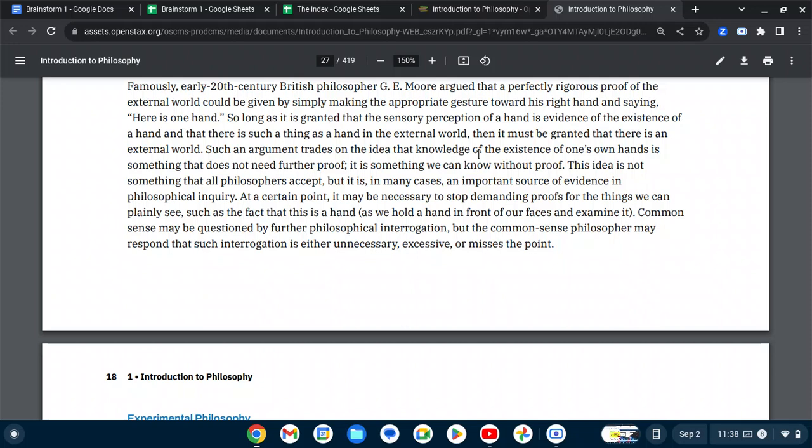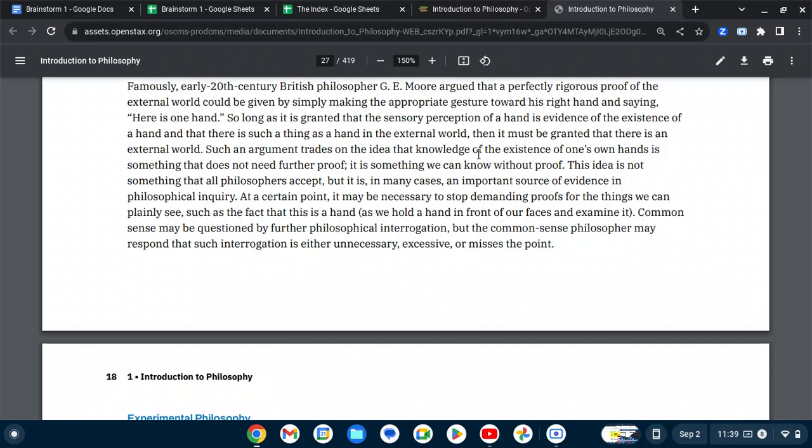Such an argument trades on the idea that knowledge of the existence of one's own hands is something that does not need further proof. It is something that we can know without proof. This idea is not something that all philosophers accept, but it is, in many cases, an important source of evidence in philosophical inquiry. At a certain point, it may be necessary to stop demanding proofs for the things we can plainly see, such as the fact that this is a hand.